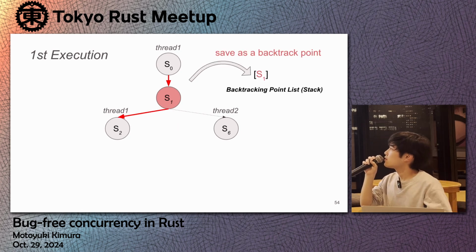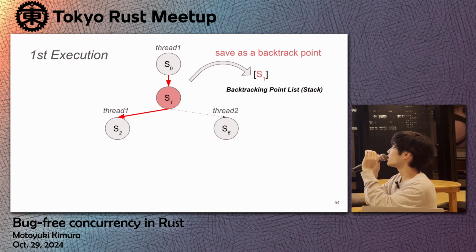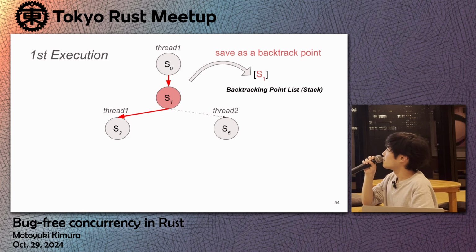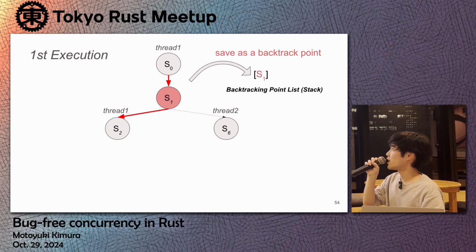So what the algorithm is gonna do next is, first, whenever we hit a dependent access, we store the state S1 in some sort of data structure, in this case, a stack. And next, we will choose one option. So in this graph, we choose thread 1 and keep executing.